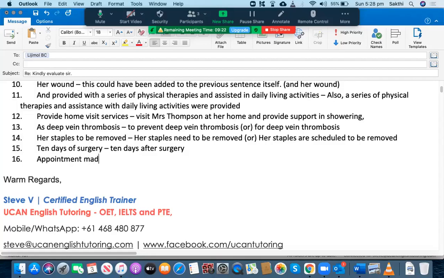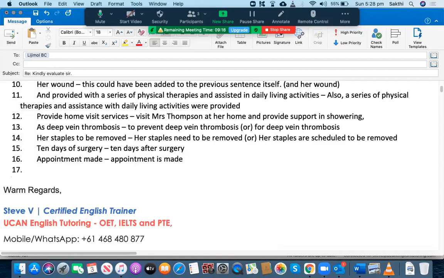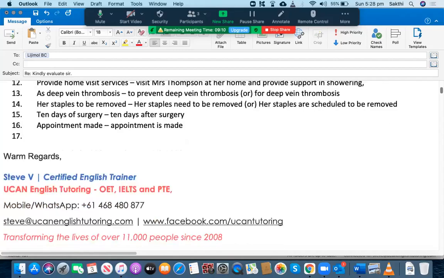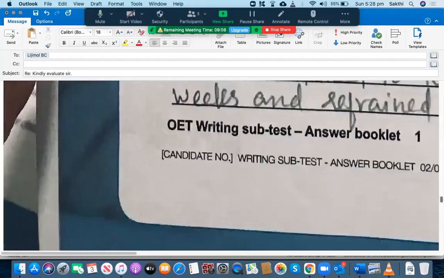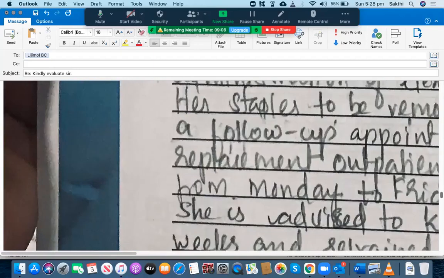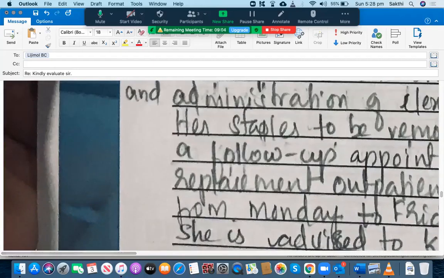"Appointment made" is wrong, it's "appointment is made." But if they have already made the appointment, you don't need to write so many words in this particular sentence. You could have shortened them. For example, we can write like this: a follow-up appointment is scheduled in 10 days to get her staples removed. That's it. Do you understand? It's that simple.